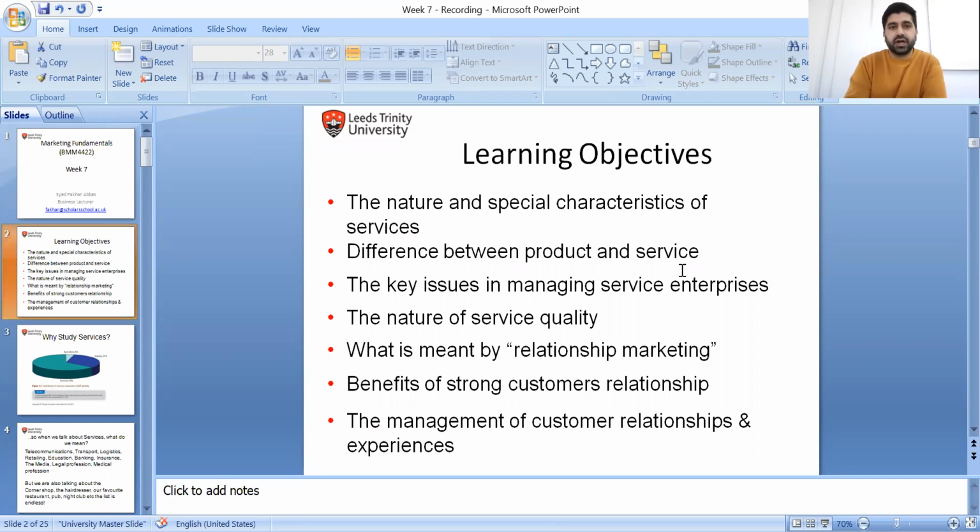Today we will talk about the nature and special characteristics of services. As I said, we will talk about the difference between products and services. We will discuss the key issues in managing services within service enterprises. We will talk about the nature of service quality. We will also talk about relationship marketing. What is relationship marketing? What are the benefits of customer relationships? And then we will talk about the management of customer relationships and experiences.